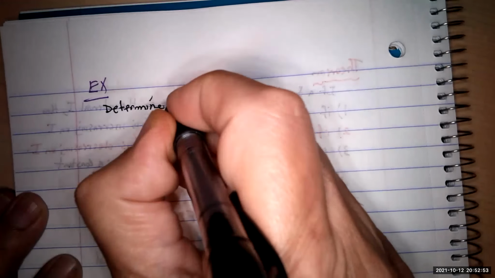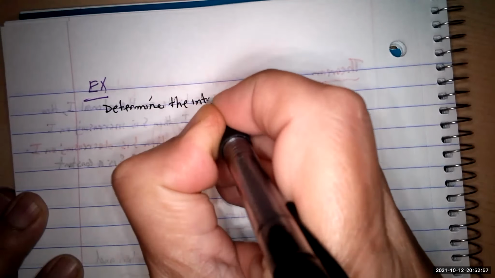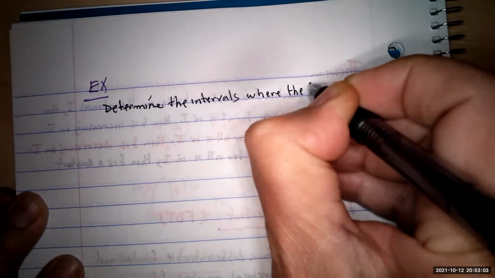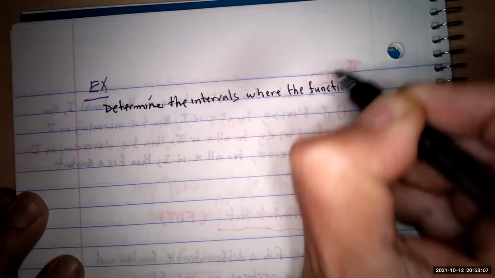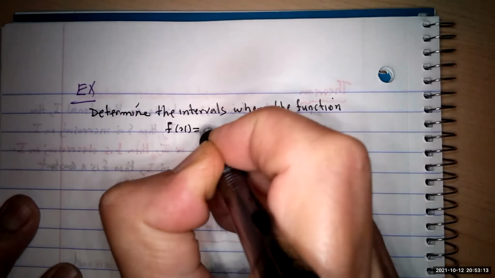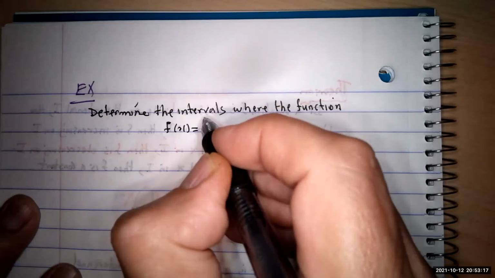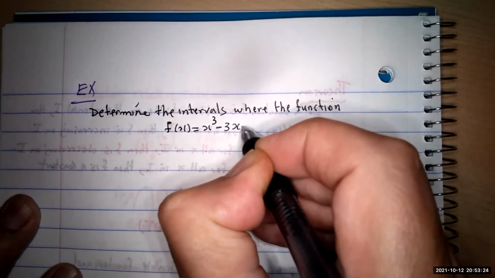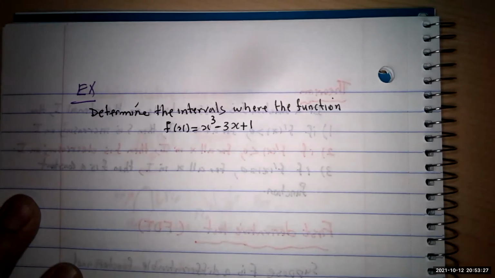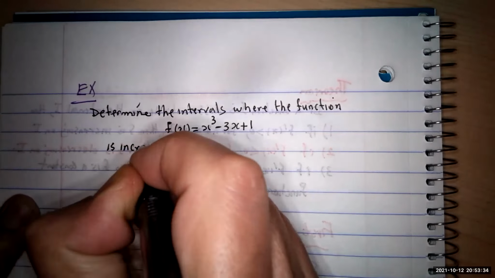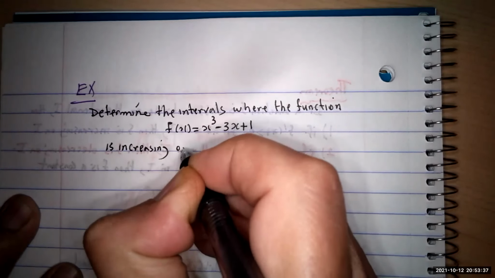Determine the intervals where the function f of x equal to x cubed minus 3x plus 1 is increasing or decreasing.